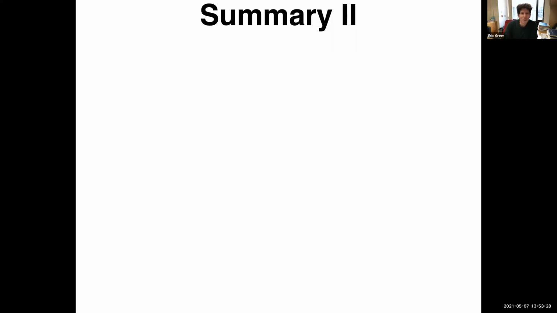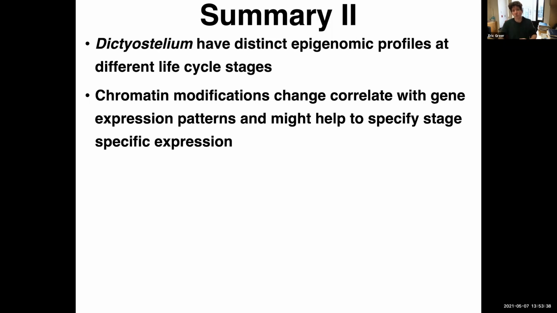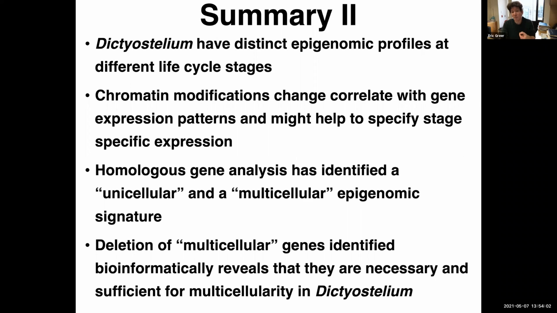So what we found in conclusion was we identified that Dictionalium does have these very distinct epigenomic profiles at the different cellular stages. We identified chromatin modifications which correlate with gene expression patterns, and they can maybe help us to identify stage-specific expression. So the chromatin modifications might help to drive stage-specific expression. Through this comparison of homologous genes, Simon was able to identify a multicellular epigenetic signature. And then furthermore, he was able to manipulate those genes, both by deletion and by overexpression, that he had identified based on their epigenetic multicellular signature, and showed that they were both necessary and sufficient for multicellularity in Dictionalium.